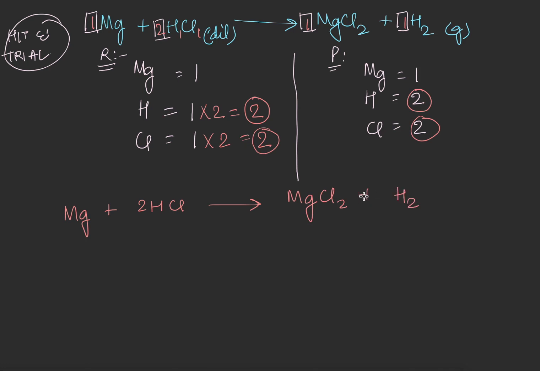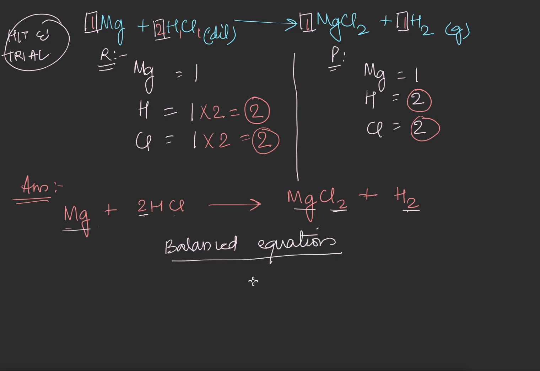You will notice that if I have not written any number in front of the element or the compound formula, that means it's not 0, it is 1. So my final equation becomes Mg plus 2HCl forms MgCl2 plus H2. How will I read this equation? This equation reads: 1 atom of magnesium combines with 2 molecules of hydrogen chloride to form 1 molecule of magnesium chloride and 1 molecule of hydrogen gas. So this is my complete balanced equation.